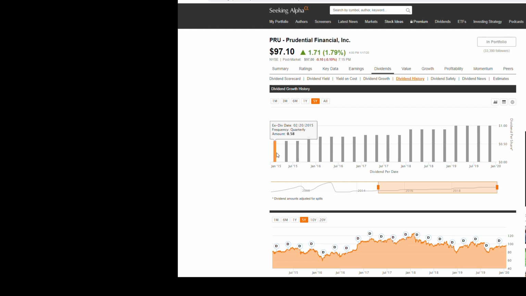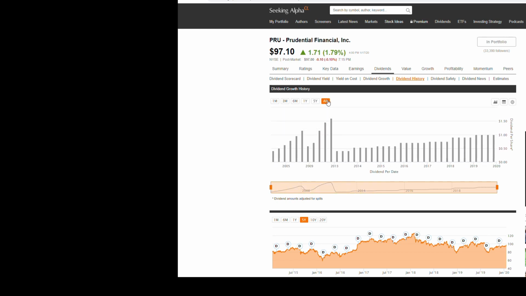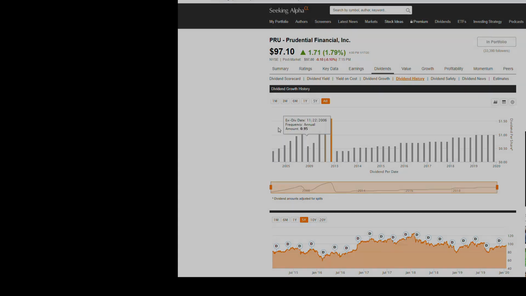So in this case you can see dividend by dividend, year over year, how it has been paying out, and this looks very promising. So you can see here they're slowly but surely increasing their dividend year over year. However, if you go to the All tab, then you will get a longer history, and you can see that if we go back to 2013, the dividend was actually higher.